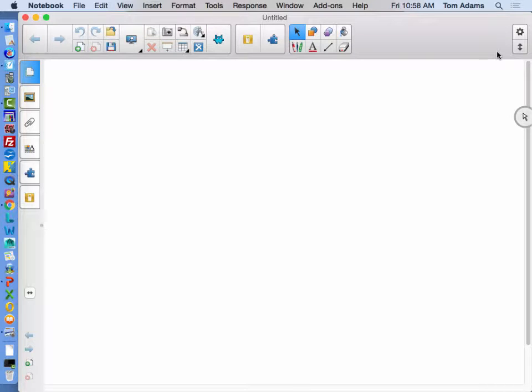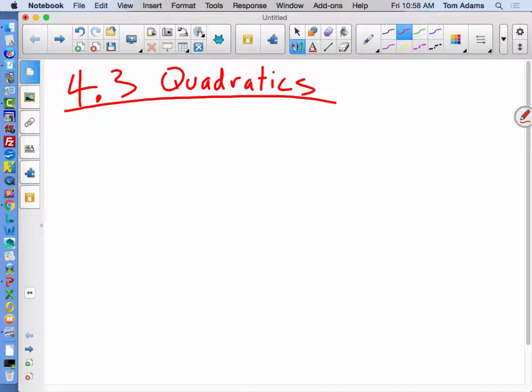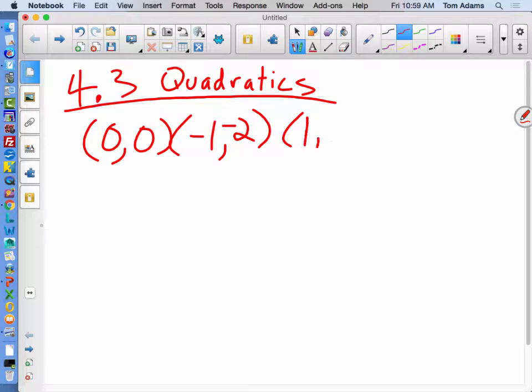All right, so for 4.3, we're still working with quadratics. For the quadratics, we have a parabola that has the following points: (0, 0), (-1, -2), and (1, 6). We're asked to write the equation of the parabola in standard form.